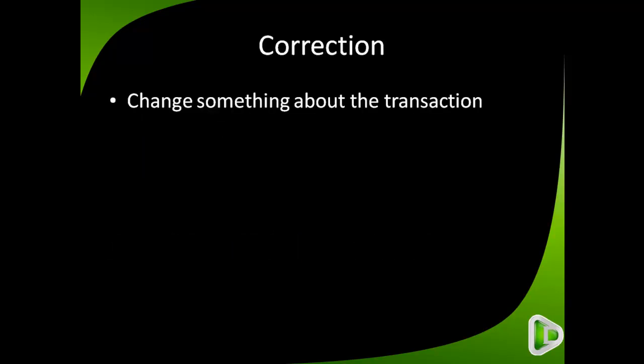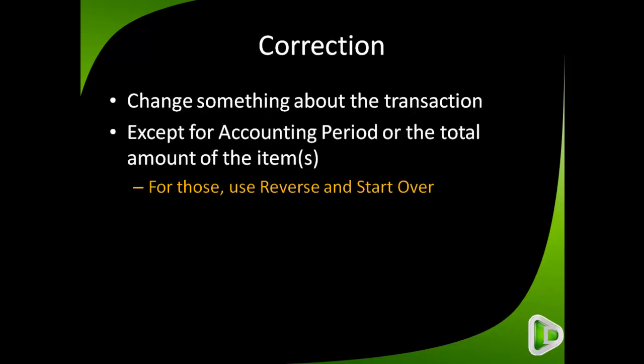A correction is used when you want to change something about the posted transaction, except for the accounting period or the total amount of the items. For these 2 things, you have to use reverse and start over.